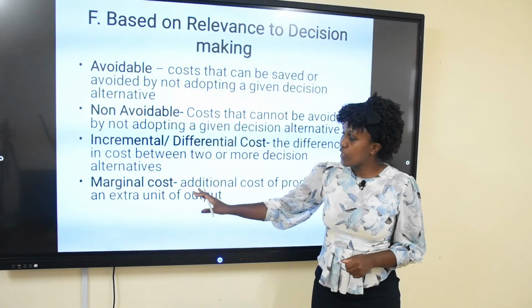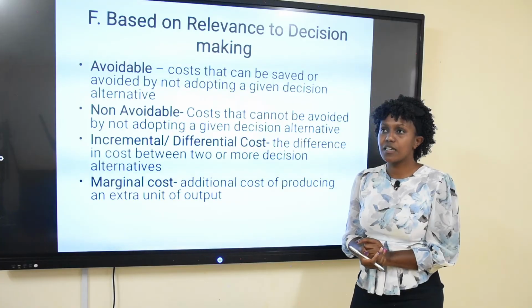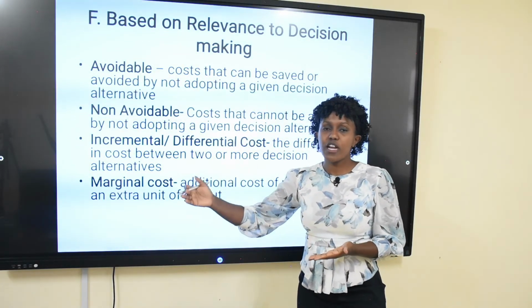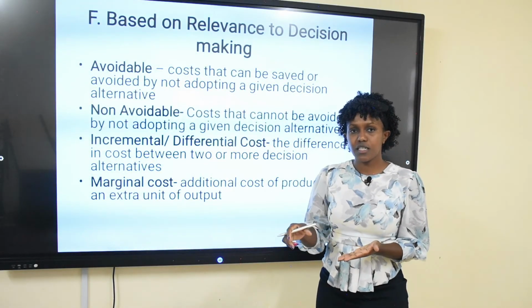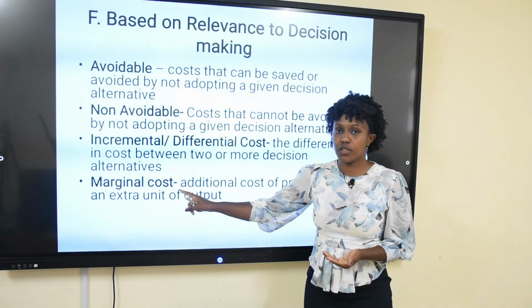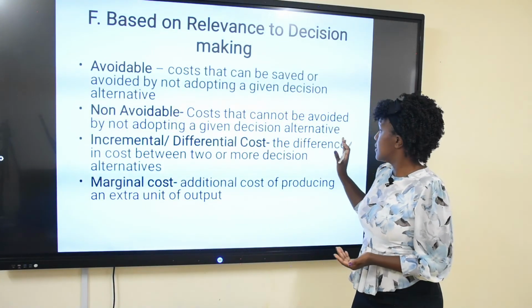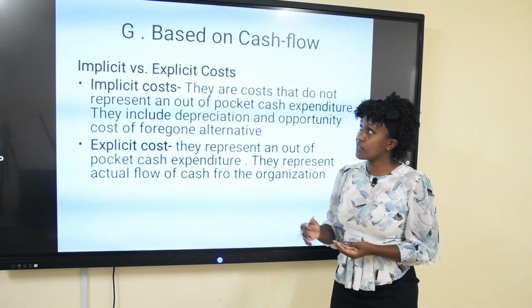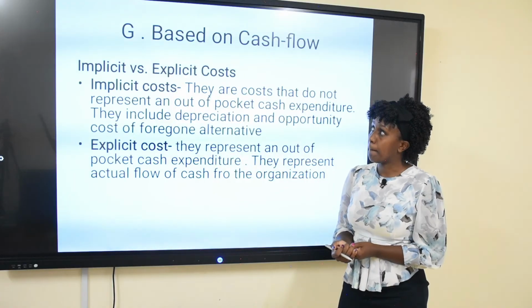Finally, we can also define what is the marginal cost. Marginal cost is simply the cost of one extra unit. So if you are moving from 50 units to 51 units, the cost of that one unit, the 51st unit, that cost of one extra unit is what you're calling here the marginal cost. So basically, that was the definition of the costs that were based on relevance to decision making.